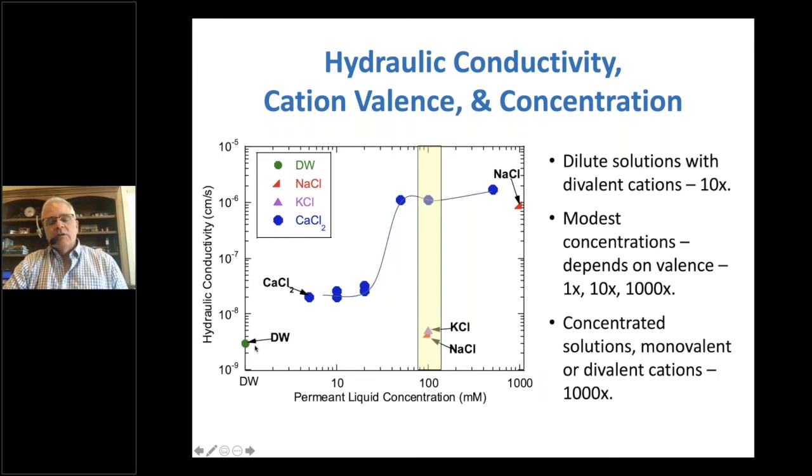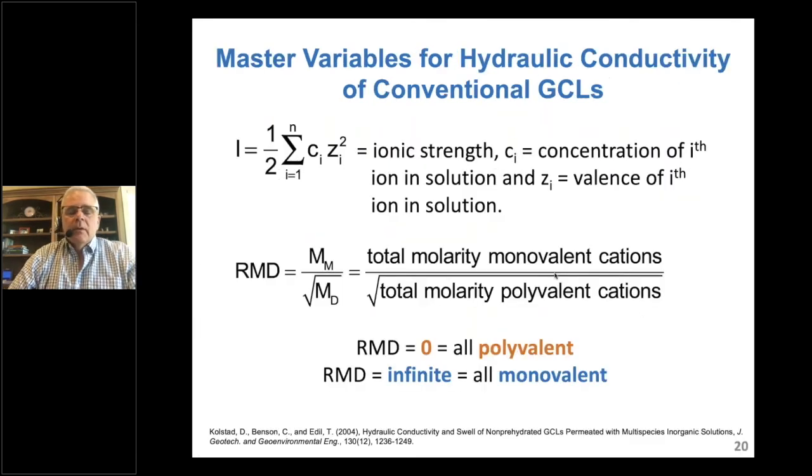So with a monovalent, I can go a much broader range of concentration before I get any alteration in hydraulic conductivity. But even so, if I make any solution very concentrated, and here I've got a one molar sodium chloride solution, we end up with a permeable system. So the concentration and the valence are important.